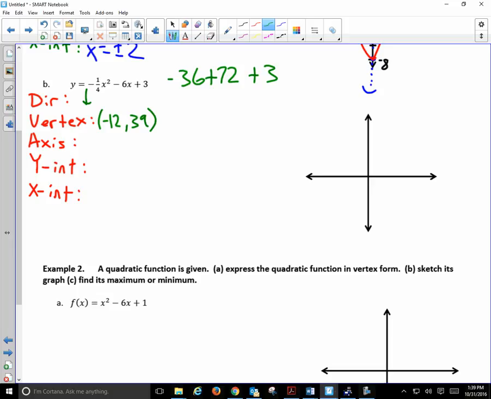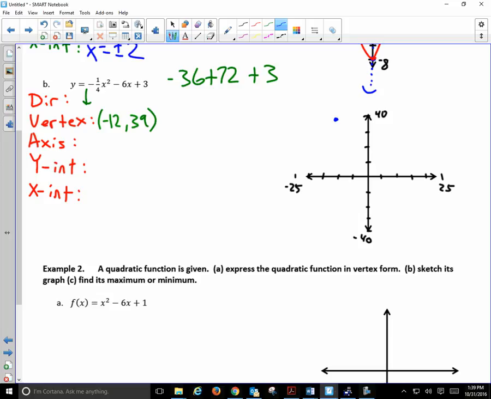All right, so I should start making my graph. I'm going to make my y values go up by 10, and my x values go up by 5. And plot that: negative 12, positive 39.